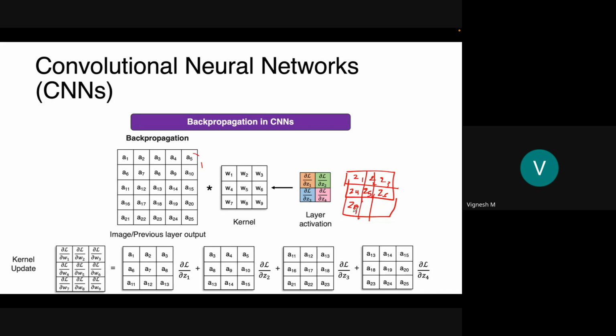Z6, Z7, Z8, and Z9, right? And now you'll have dou L by dou Z1 and so on and so forth, right? So it could still be generalized to any sort of stride. I just, for the sake of simplicity, took a stride of 2. So it is not exactly convolution, right? Because it is a 2x2 matrix, and doing that on a right.